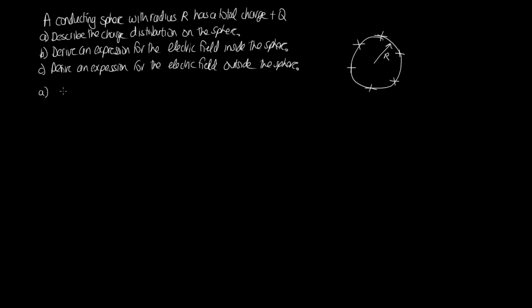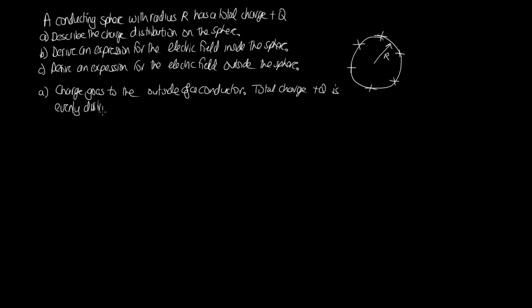So the answer to part A is charge goes to the outside of a conductor. We'll say the total charge plus Q is evenly distributed on the sphere at radius R.